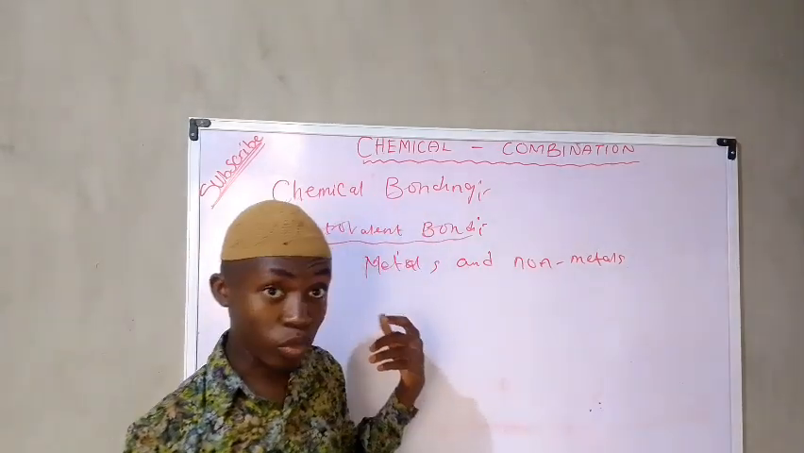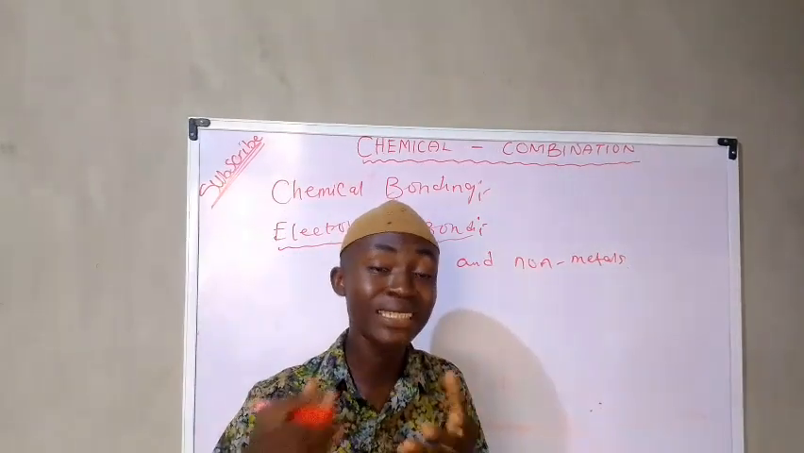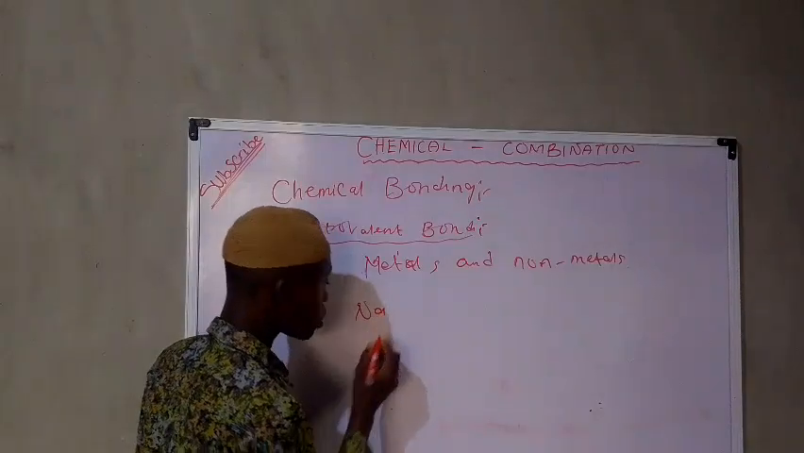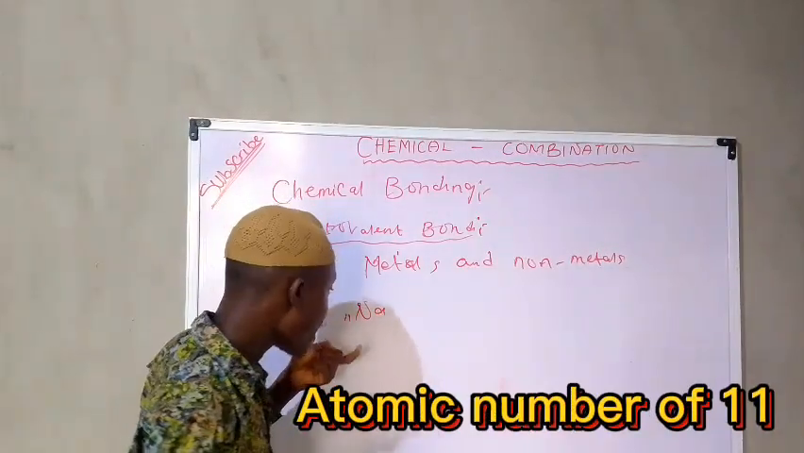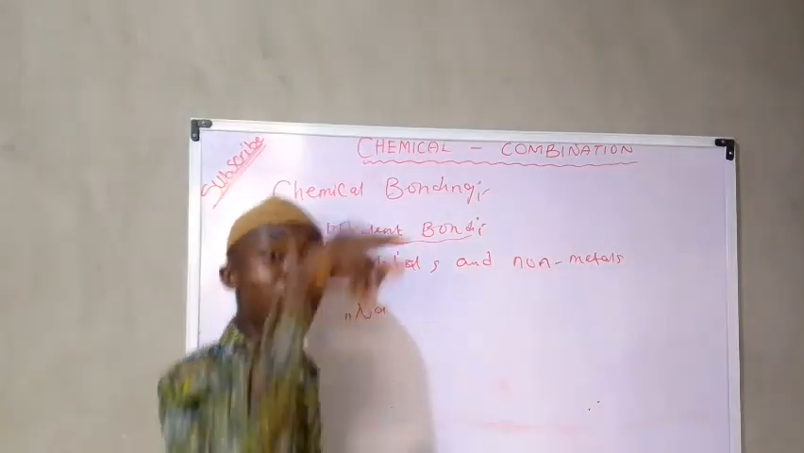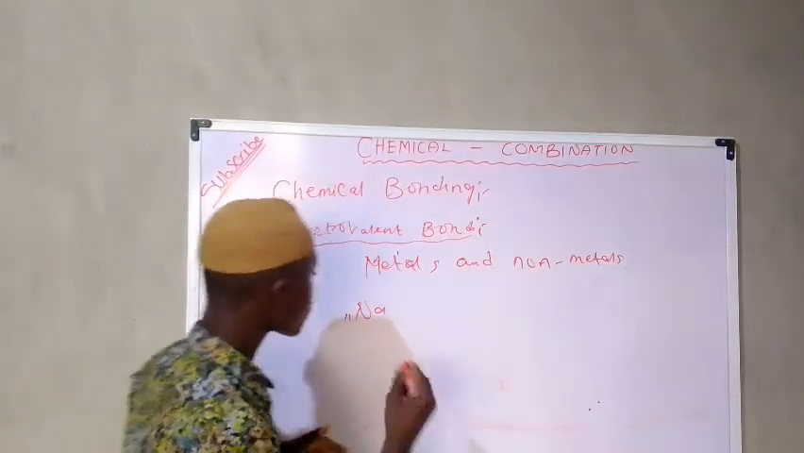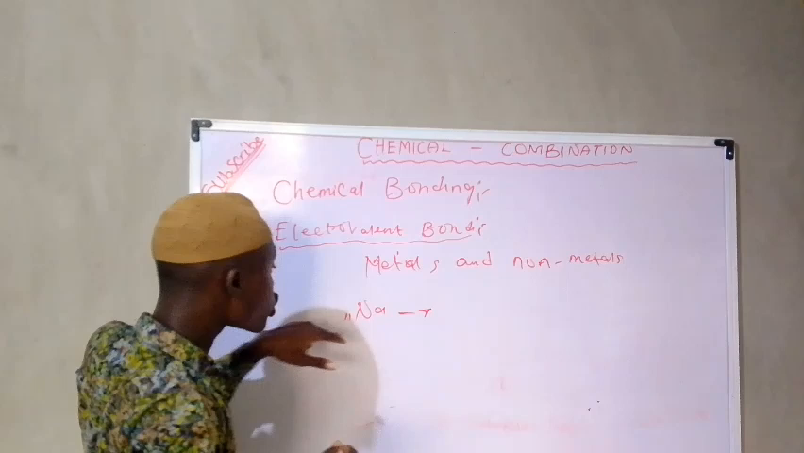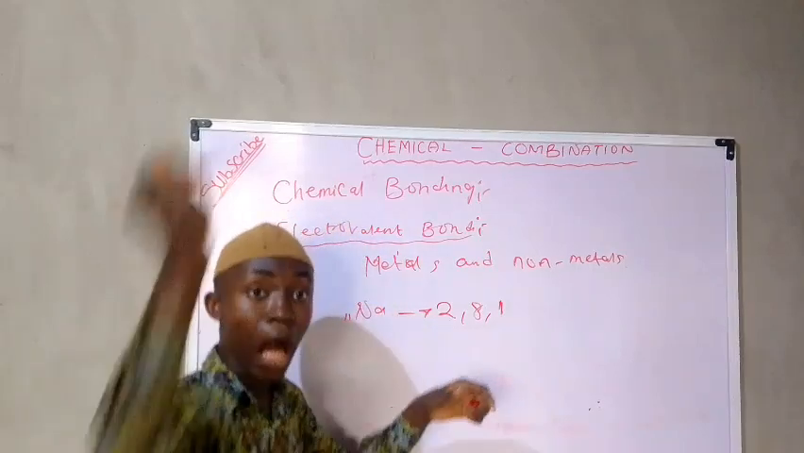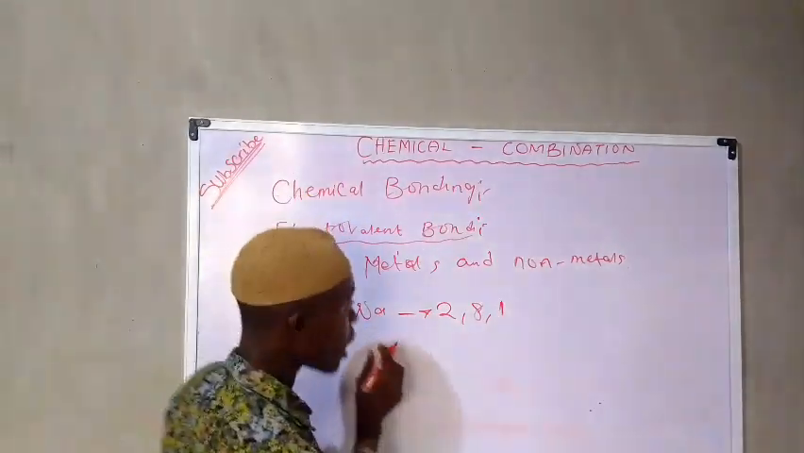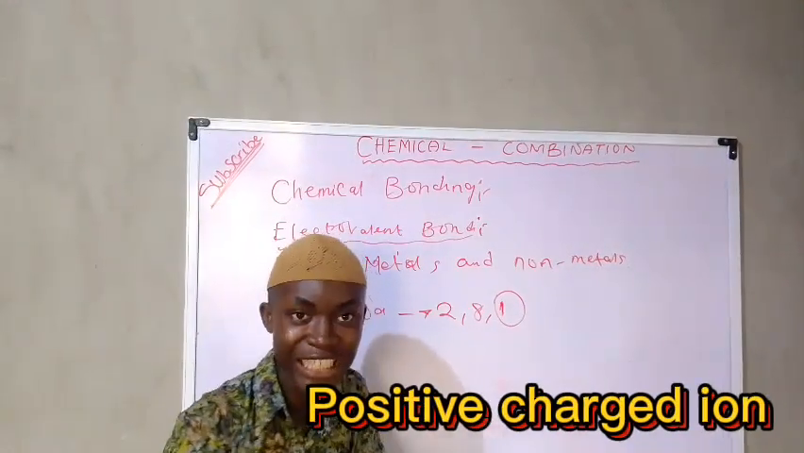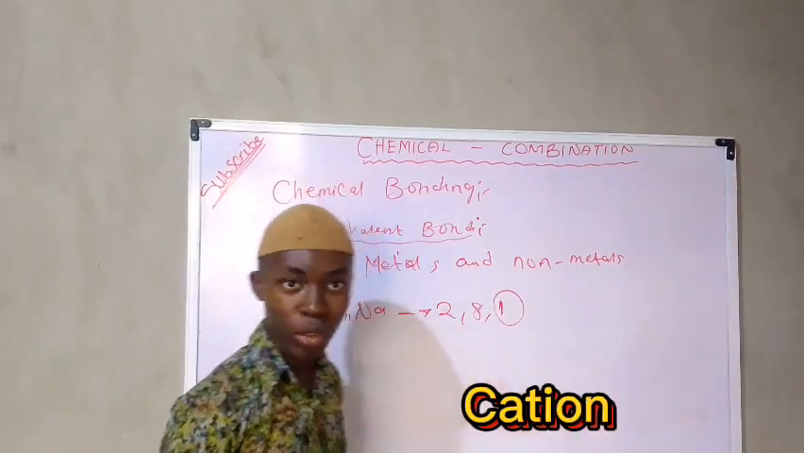The donor atom in an electrovalent bond must be of relatively big size, and it must be a metallic element like sodium, with the atomic number of 11. The metallic element is going to lose an electron in its valence shell, or the outermost shell. The electronic configuration of sodium is 2,8,1, so one electron remains in the outermost shell. This metal loses one electron to become a positively charged ion, which is known as a cation. Now this is the equation.